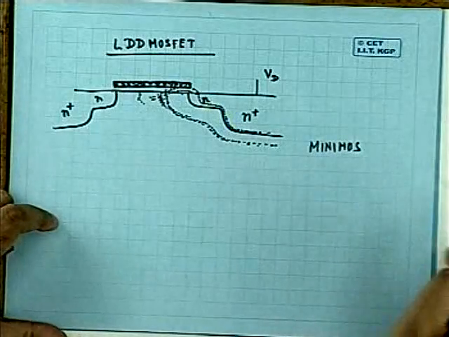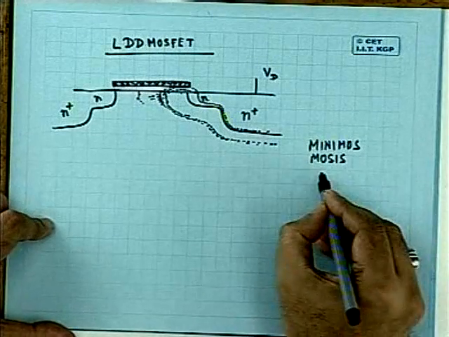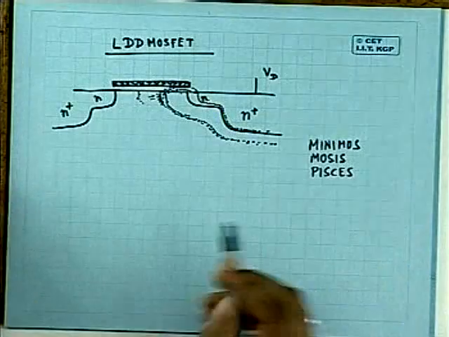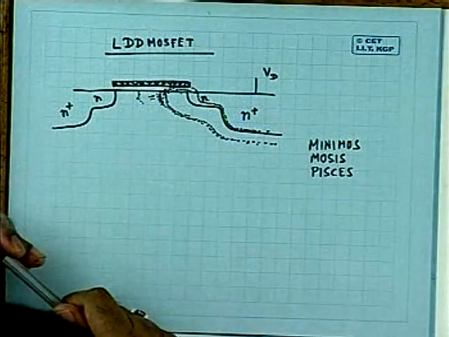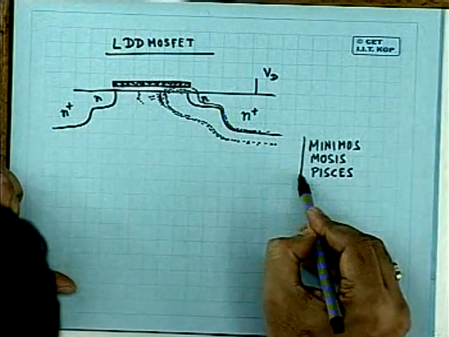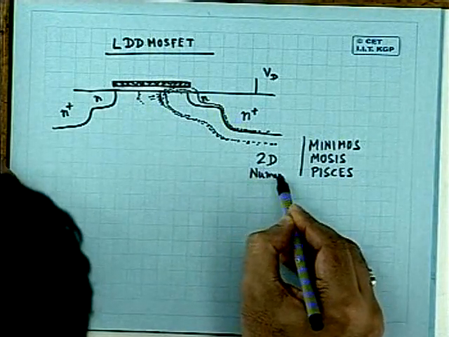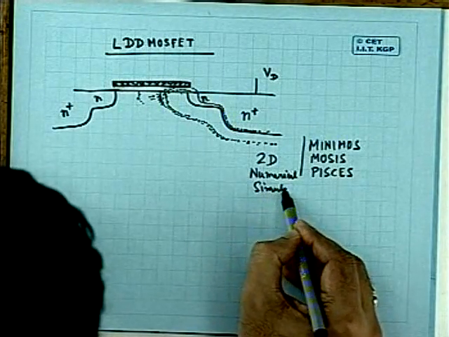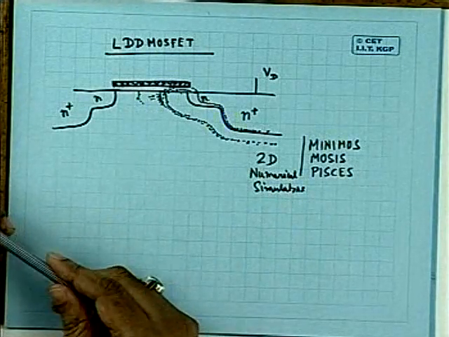originally it was very famous. There is a simulator called MOSIS. Then there is a simulator called SPICES. It's a combined bipolar MOS simulator. These are all 2D simulators. These are all 2D numerical simulators to analyze these structures.